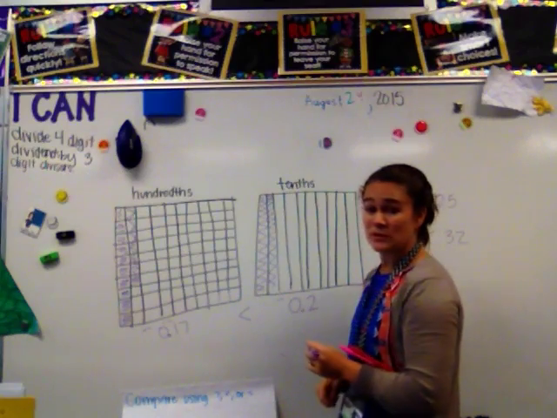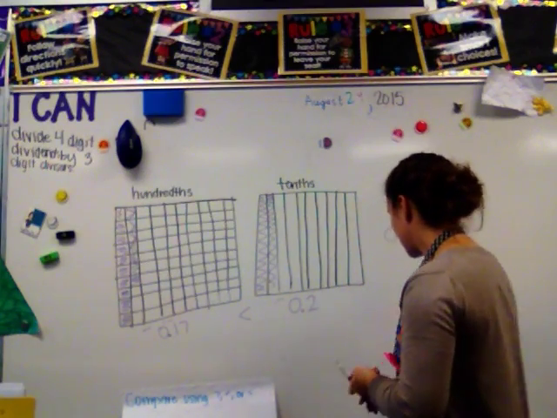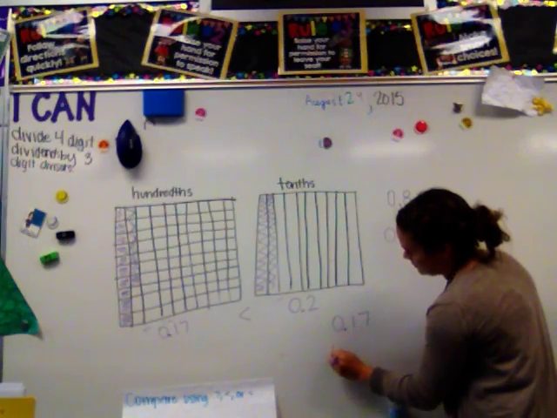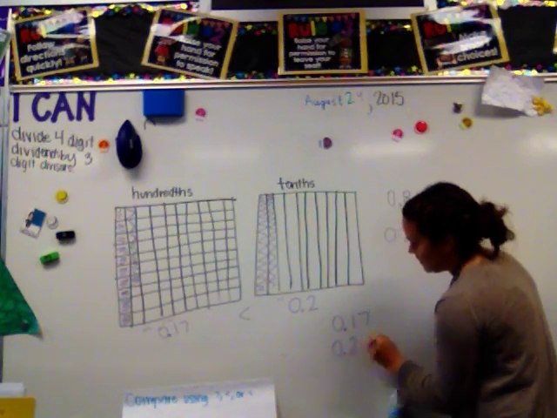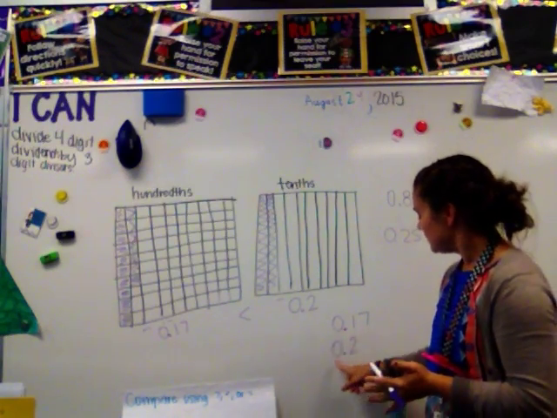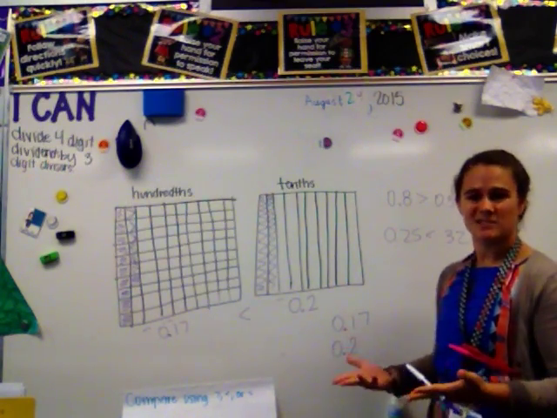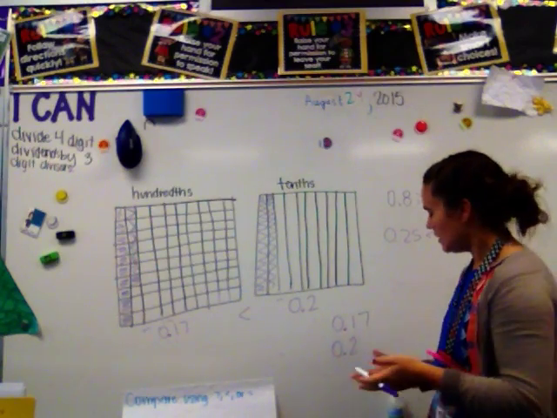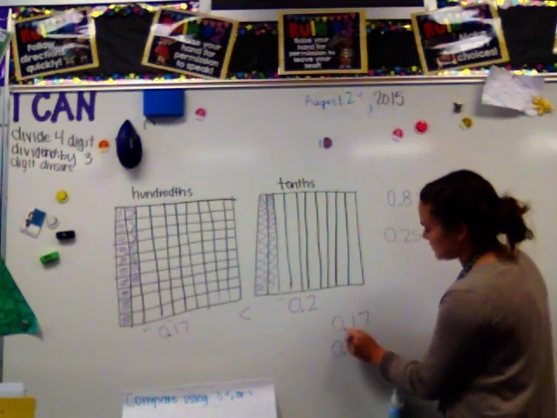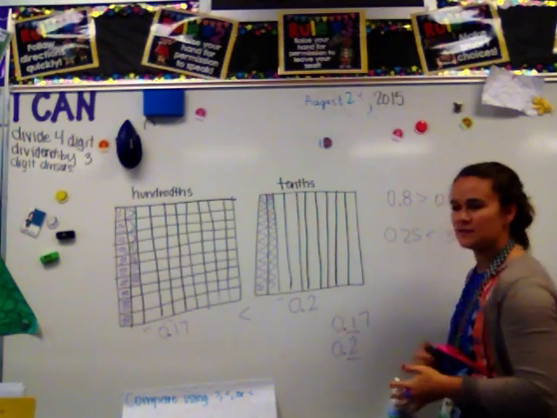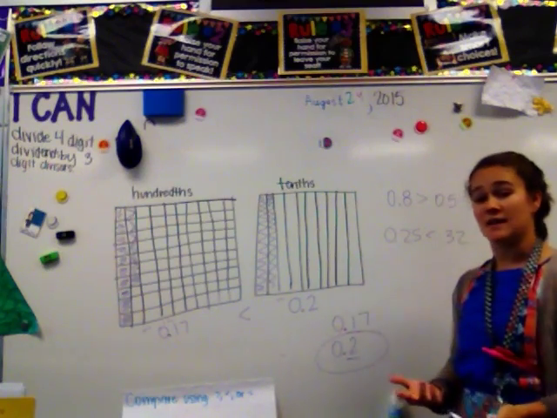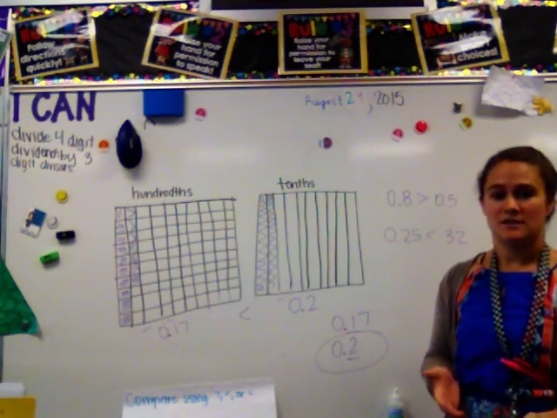I can also compare these by writing them like this, and I look at each place value spot. If I look at my 1 spot, I still have zeros, so that doesn't help me any. But then my decimals are lined up. I look to my next spot. I have a 1 and a 2. So that means 2 tenths is a larger decimal.